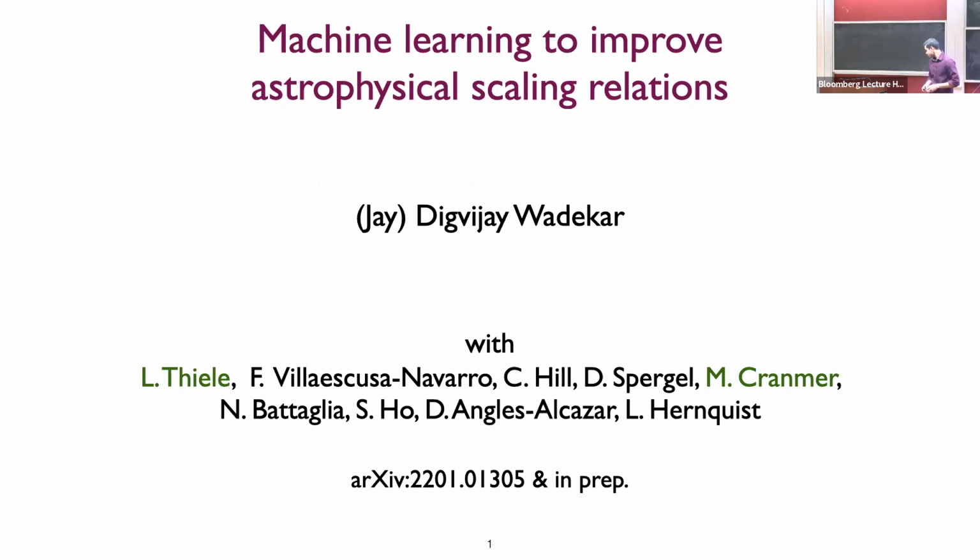Thanks. So yeah, this talk is going to be about a particular topic that I've been working on since last year. This is work done with two students at the university, Leander Thiel and Miles Cranmer, and some people at CCA: Paco, Colin, David, and some others. We recently published a paper about this, and there's one which we might submit in a couple of weeks. So the topic is using machine learning to improve astrophysical scaling relations.